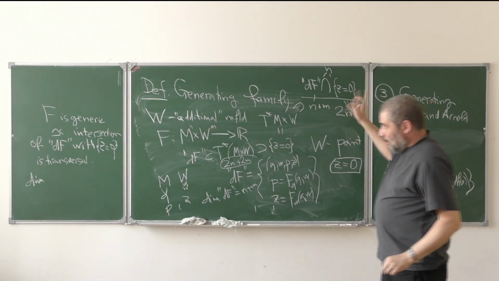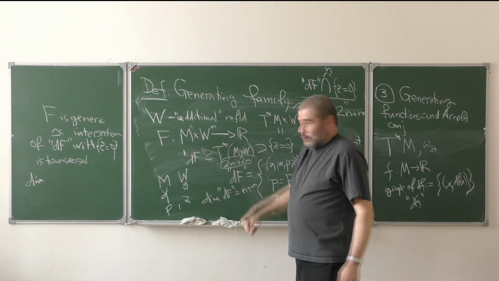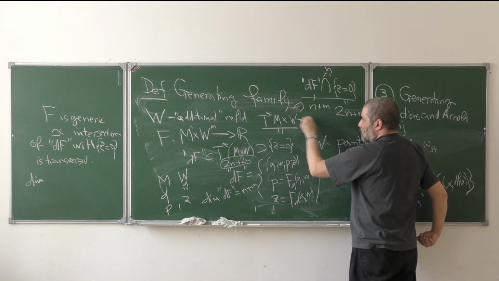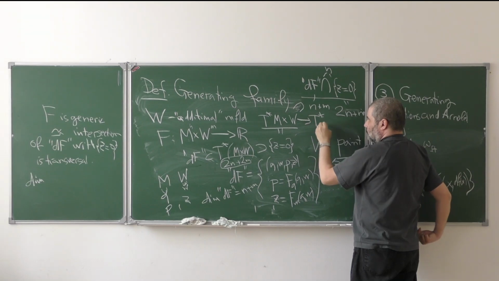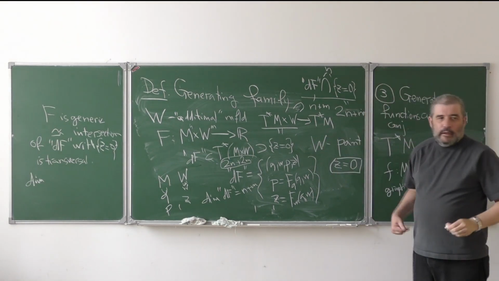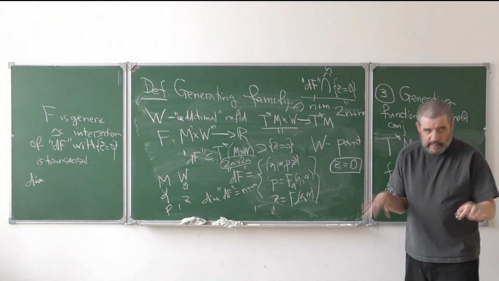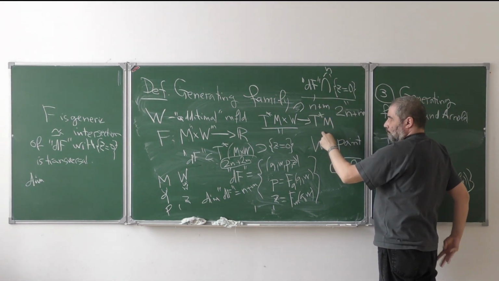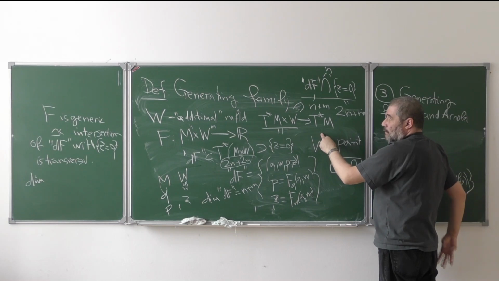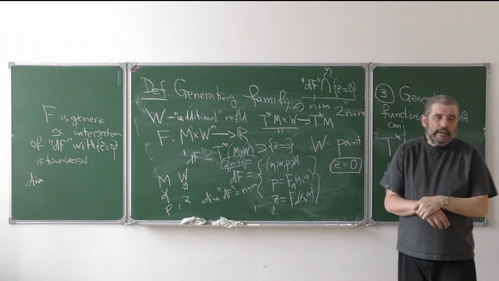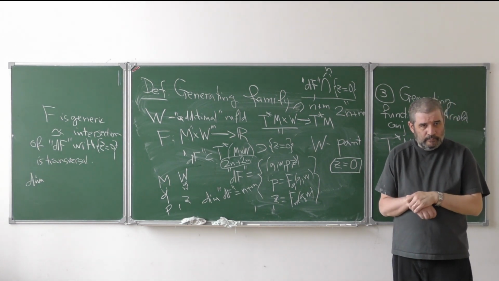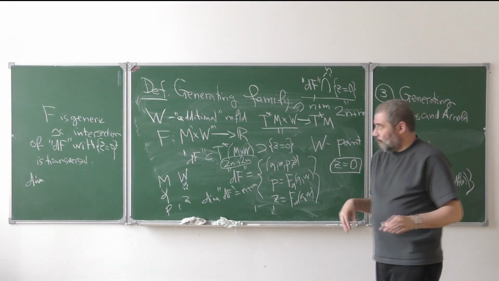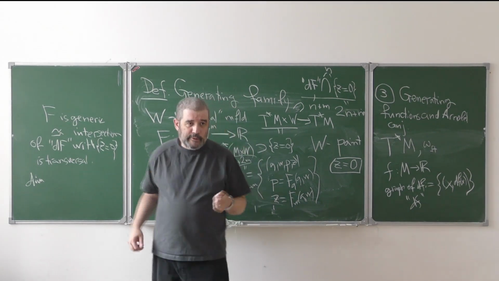And I claim that the projection, we have a projection from that space to the cotangent bundle. And I claim that the projection of that intersection to the cotangent bundle is a Lagrangian immersion. It's an exercise again. How to prove that?